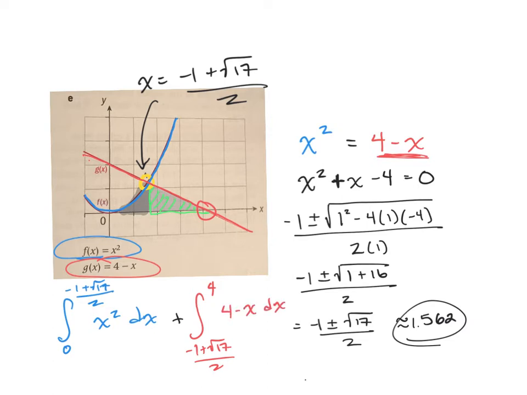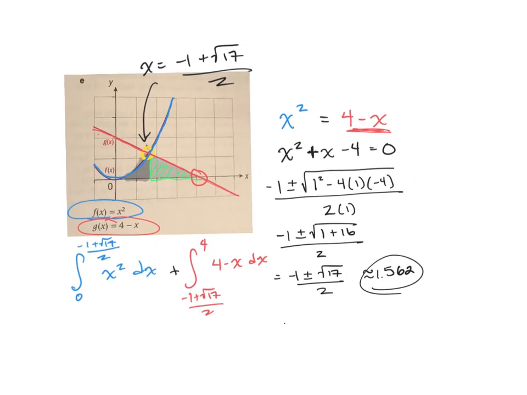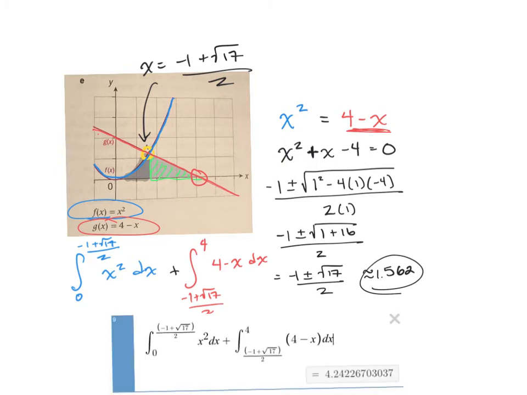Plug that into your calculator. So again, it's not making it super complicated, it's being able to piece apart the diagram so that you can actually figure out what the pieces are that you want. Plug that into your calculator and you will get 4.24. Cool. Let me know if you have questions.